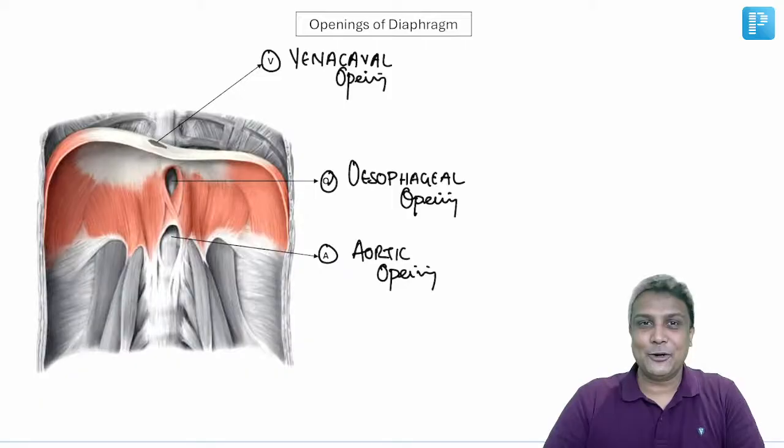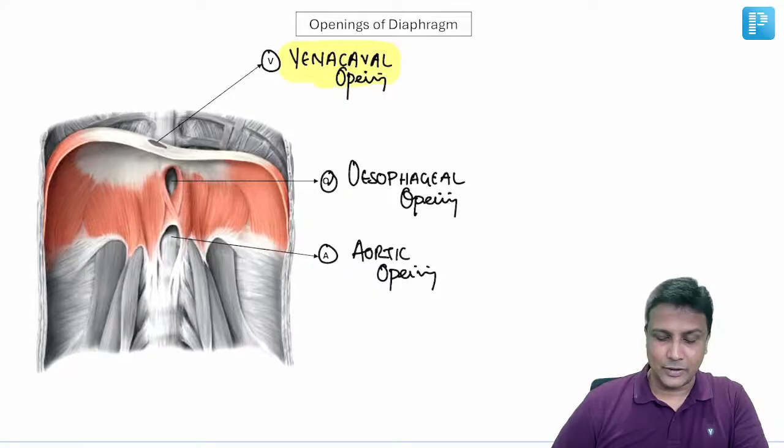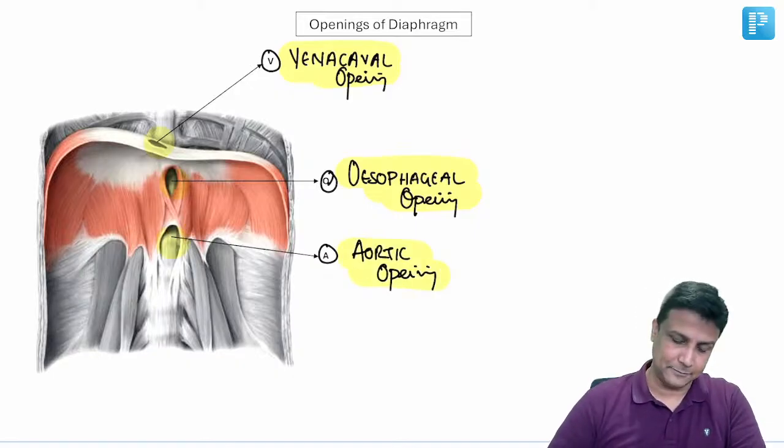Now another very important topic for your INI-CET exam, openings of the diaphragm. There are 3 major openings in the diaphragm. The vena cava opening, that is found in the central tendon. We can clearly see there. And then the next one will be the esophageal opening, found in the muscular part here. And then between the right and left crus of the diaphragm, you'll be able to find the aortic opening there.